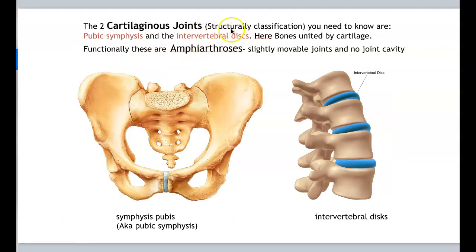Cartilaginous joints. That's their structural classification. They are held together by cartilage. The ones you guys need to know, the pubic symphysis and the intervertebral disc. These are both fibrocartilage. Functionally, these are amphiarthroses. They are slightly movable joints, and again, no joint cavity. There's a little bit of mobility here, which will come in handy when you're carrying a baby and having a baby, and a little bit of mobility here when we're moving our spine.